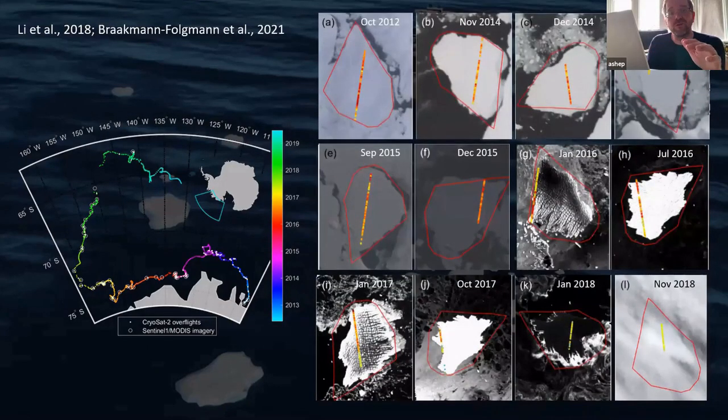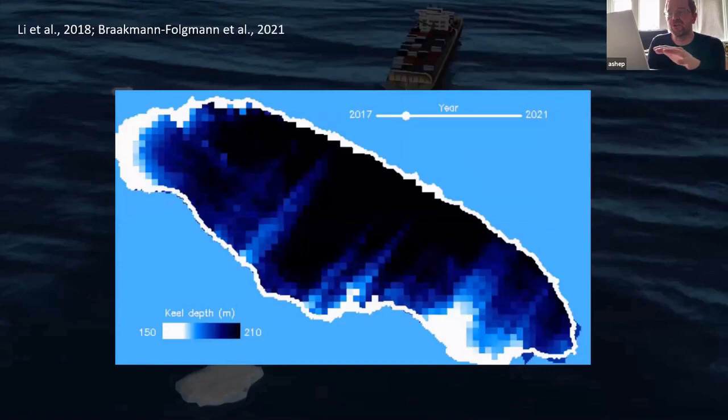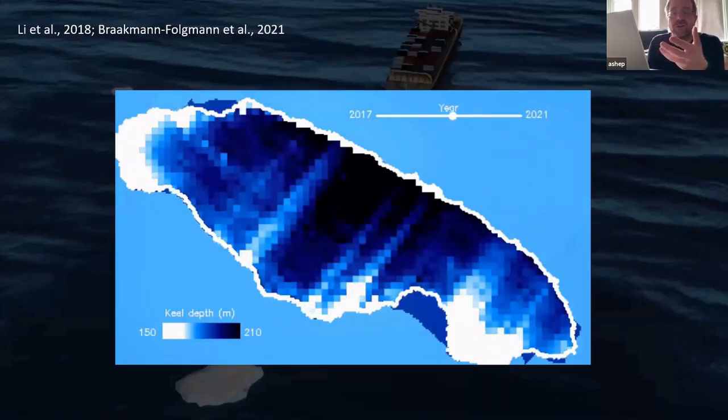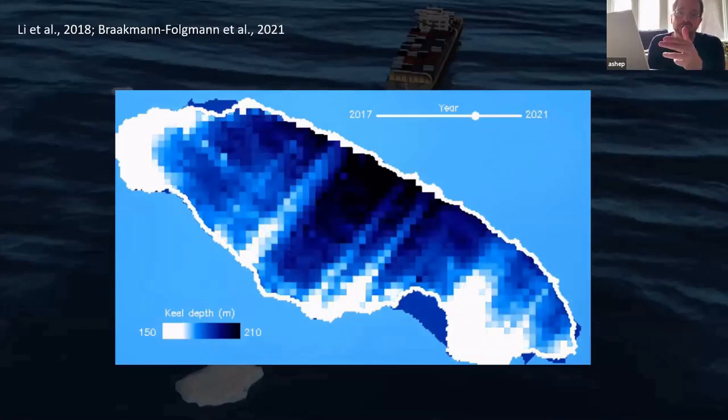We can track changes in iceberg thickness over time. It's a much harder thing to do because they spin around, but we can do it. This is some work done by one of the students who works in my group, Anne Brackman-Folgman. She's charted, in this case, the Thwaites Glacier iceberg over time, but she's moved on to look at the A68 iceberg. And she's tracked the thickness and the thickness change of this iceberg over time.